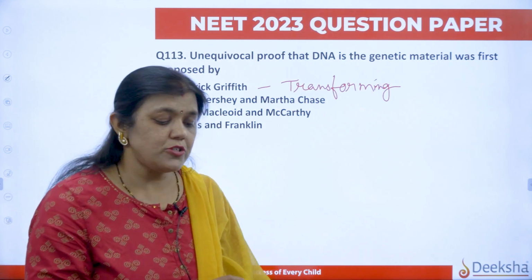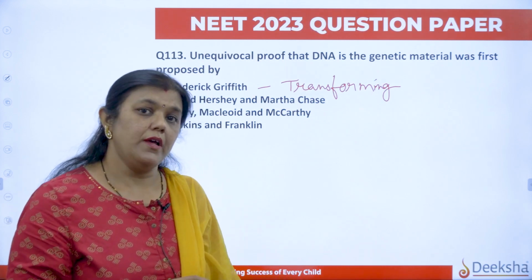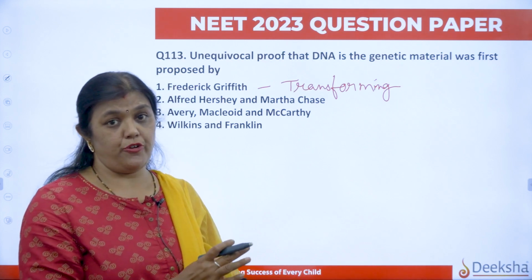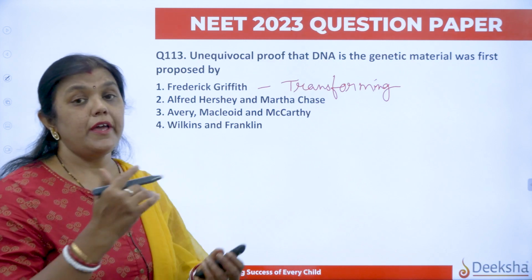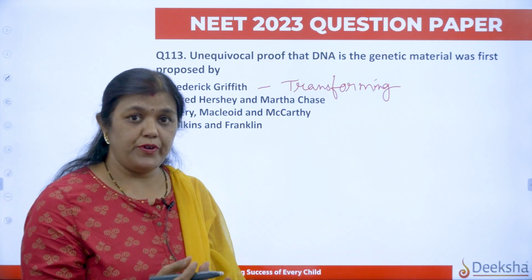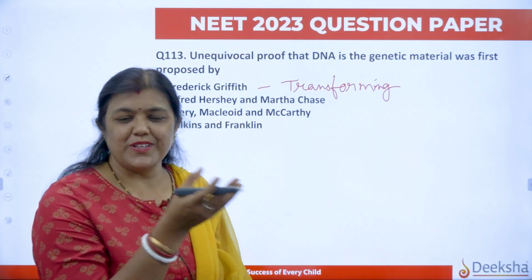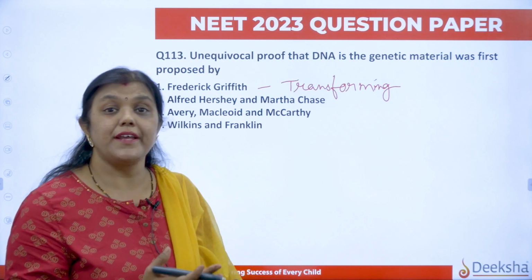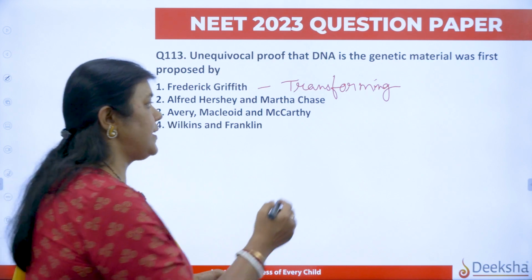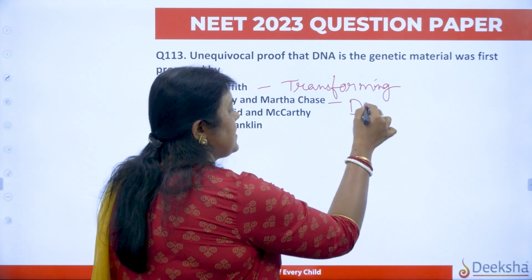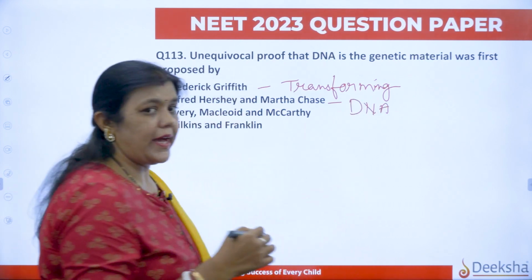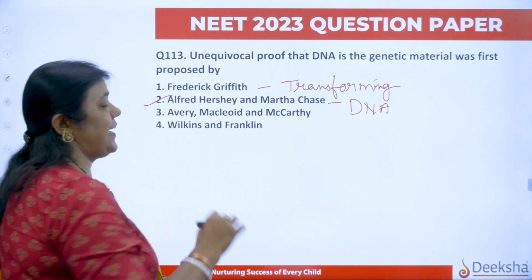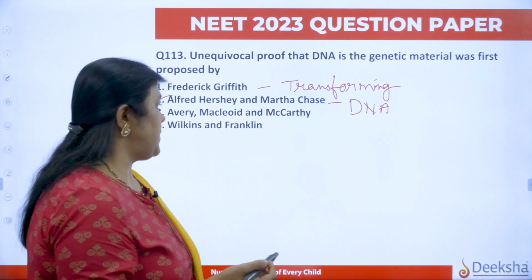Alfred Hershey and Martha Chase. Hershey and Chase did the experiment, I hope you remember the Hershey-Chase experiment, which is very important, with the bacteriophage and E. coli, where they exposed the bacteriophage to radioactive phosphorus and the other one to radioactive sulfur, and checked where exactly the radioactivity is found. Finally they concluded that it is found in the genetic material. So they concluded that DNA is the genetic material. So this is supposed to be the correct answer as per the experiment done.